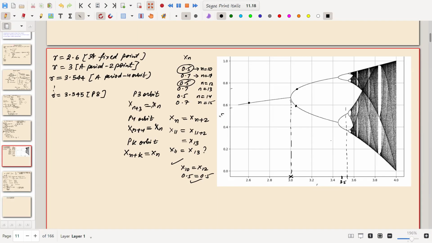When you go just here, this part, it's a period 8: 1, 2, 3, 4, 5, 6, 7, 8. Period 8 orbit. Yes. But when you go further, like r equal to say 3.6, what do you see? A band of noise. When r equals 3.6, you see a band of noise.